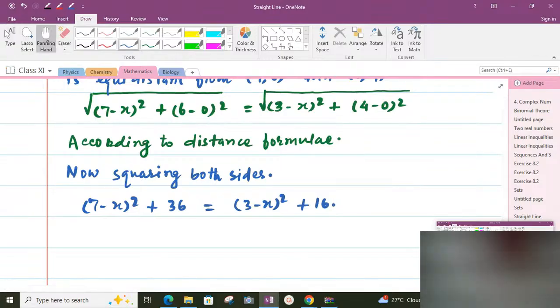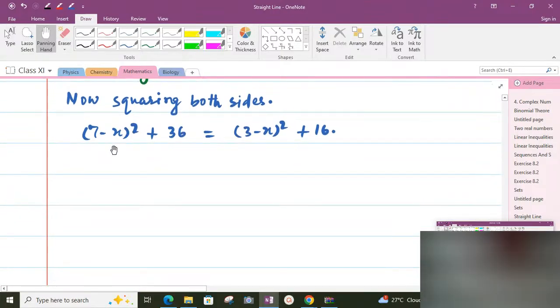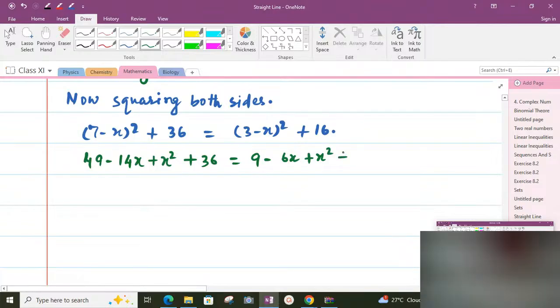Hope that there is no problem to understand up to this step. Now we expand this one according to (a minus b) whole square. Then here we will get 49 minus 14x plus x square plus 36 equal to, here we also expand according to (a minus b) whole square. Then we get 9 minus 6x plus x square plus 16. So we cancel out x square on both sides.